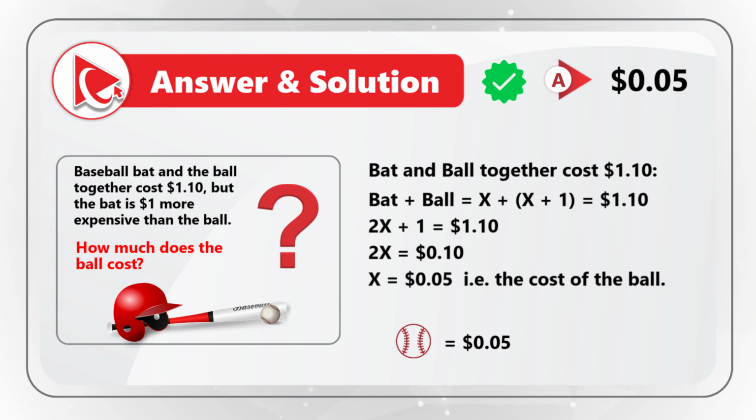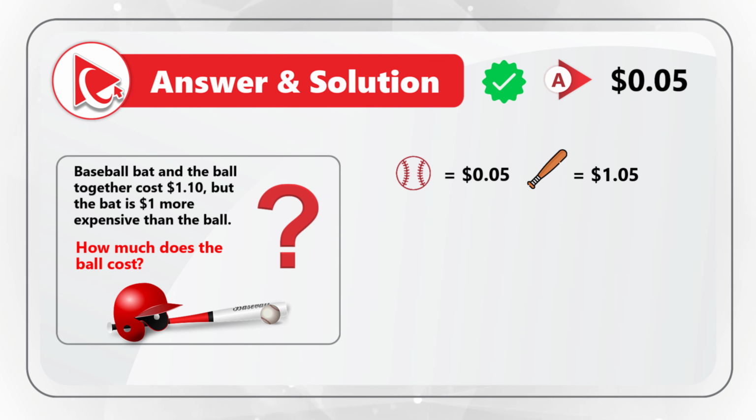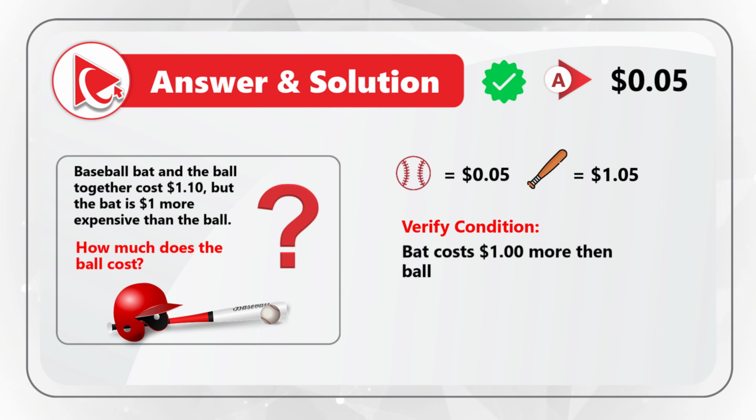That tells us that the cost of the ball is 5 cents and the cost of the bat is $1.05. Let's verify the main condition of this problem. Bat costs $1 more than a ball, which is correct. 5 cents plus $1.05 equals $1.10. And if we subtract 5 cents from $1.05, it would be equal to $1. So the correct answer here is choice A.